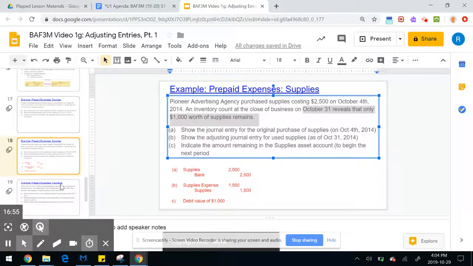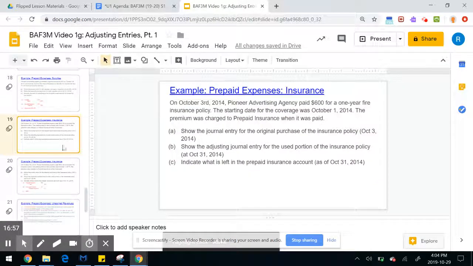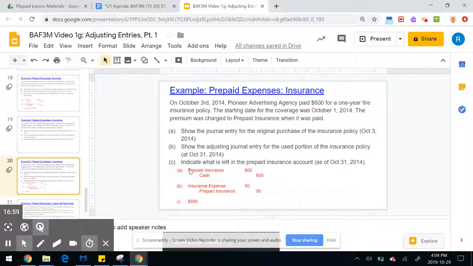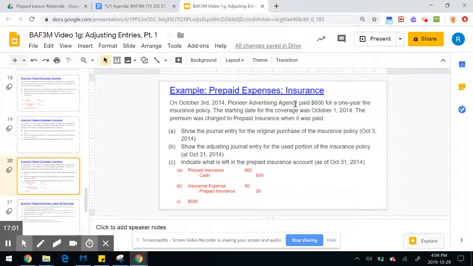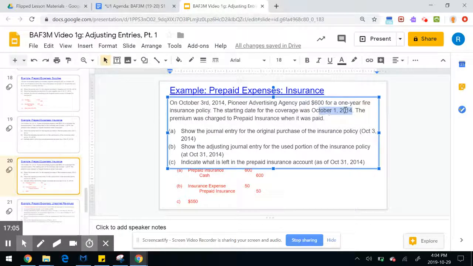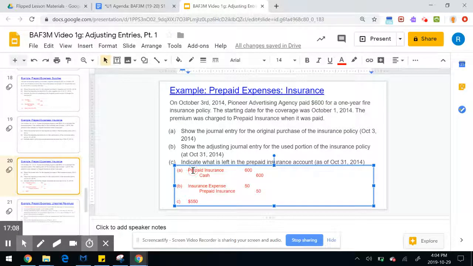Okay, so that's one example. The other example, which is similar, is insurance. So here was the question and here's the answer I went through earlier. We bought the insurance on October 3rd, but it took effect on October 1st. On October 3rd, the accounting entry is prepaid insurance, an asset, we bought for $600, and we spent $600 in cash.